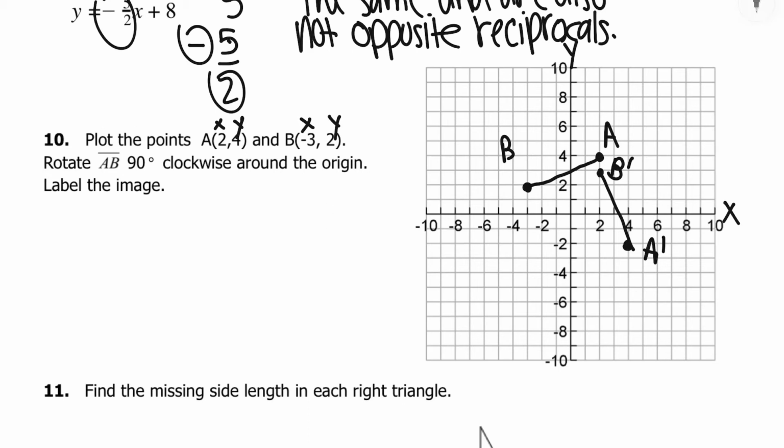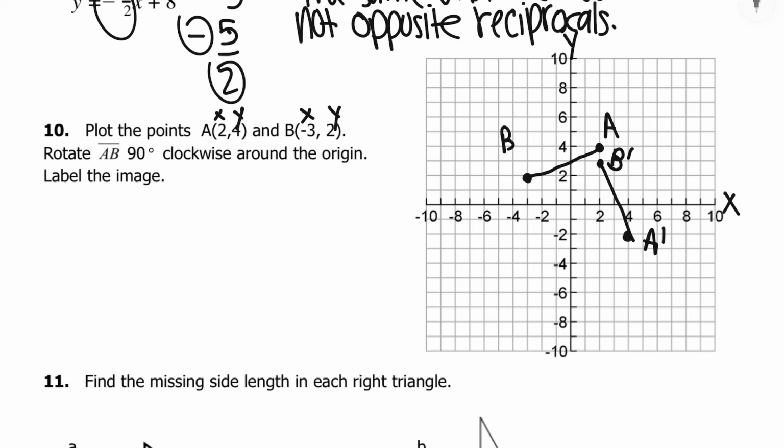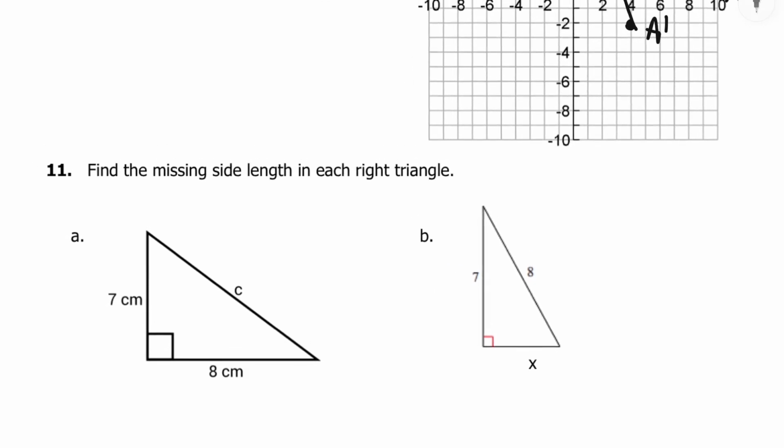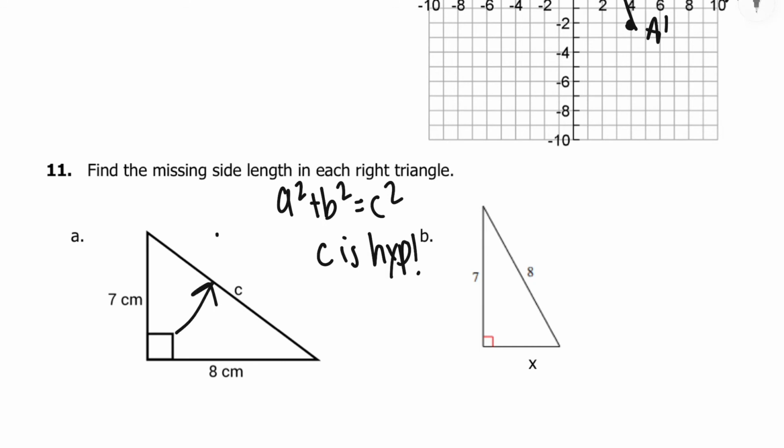And you'll be able to use tracing paper for this if you need it in class and also on the test. Number 11, it says find the missing side length in each right triangle. So we're going to use a squared plus b squared equals c squared, and c is the hypotenuse no matter what. And remember, hypotenuse means the longest side of the triangle. You can think about it as the side across from 90. So in the first one, the side across from 90 is the hypotenuse. Oh, sorry, because that's what it is, but that's also c. And then in this one, the hypotenuse is the 8.